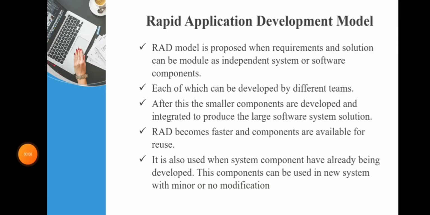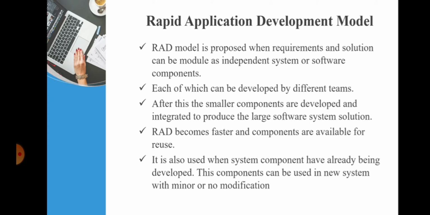The next model we are going to discuss is the rapid application development model, also known as the RAD model. A RAD model is proposed when requirements and solutions can be modeled as independent system or software components. This model is achieved by component-based construction. Here a fully functional system is developed within a very short time period, since the requirements are well understood and the software is developed by different teams. After this, the small components developed by different teams are integrated to produce a large software system solution.